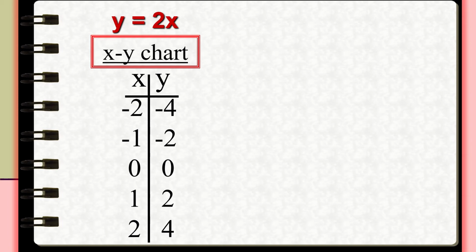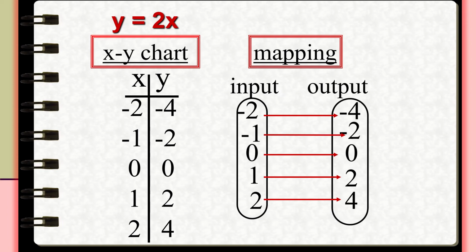We can also present this using a mapping diagram. As you can see, each element in the domain, or each element in the input, is mapped to exactly one element in the range, or the output. Therefore, this is a function. Let us have another example.